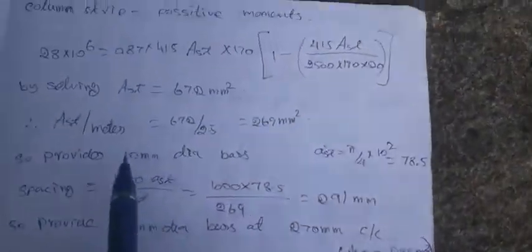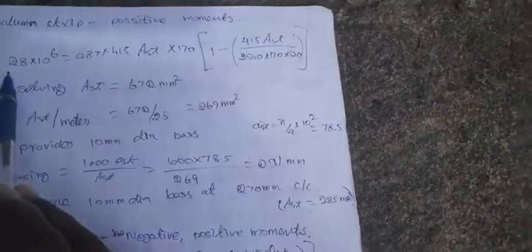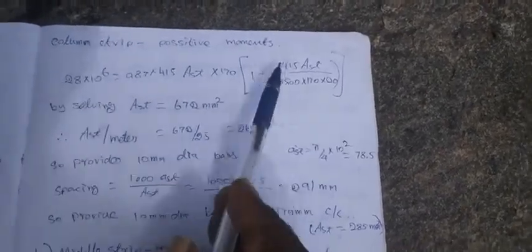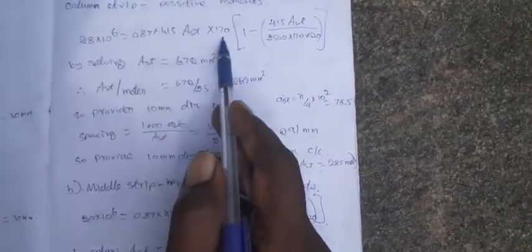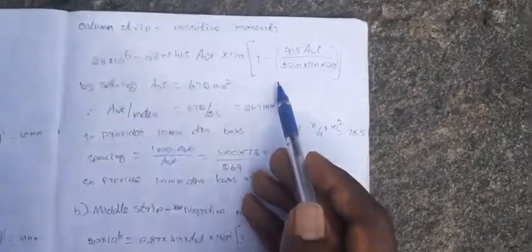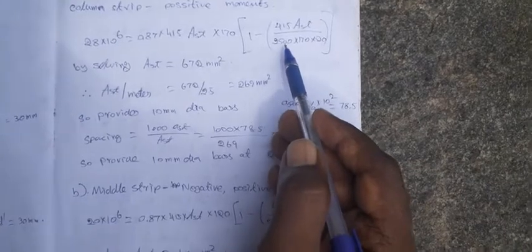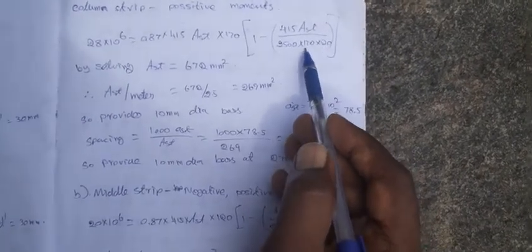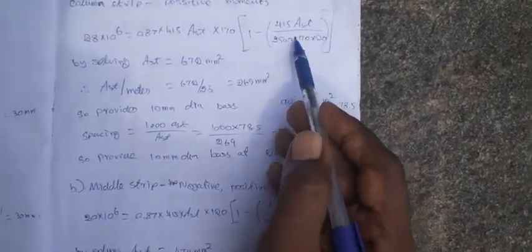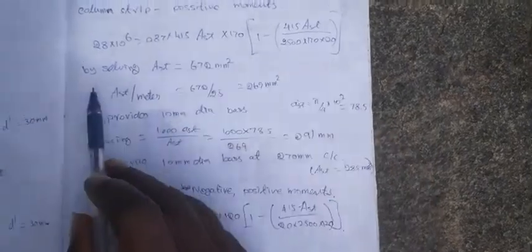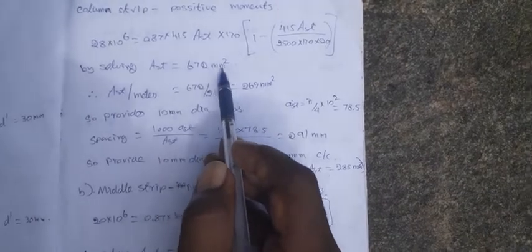In the same way, for the column strip with the positive bending moment, its value is 28.6. The same formula is used for finding Ast. So 28.6 into 10 power 6 equals 0.87 Fy Ast d into 1 minus Fy Ast divided by fck, 20, b is 2.5 meter, 2500 mm, d is 170 mm. This 170 is provided for the column strip; its thickness is 200 mm, so the effective depth is 170 mm. So by solving this, the Ast required for 2.5 meter length is 672 mm square.